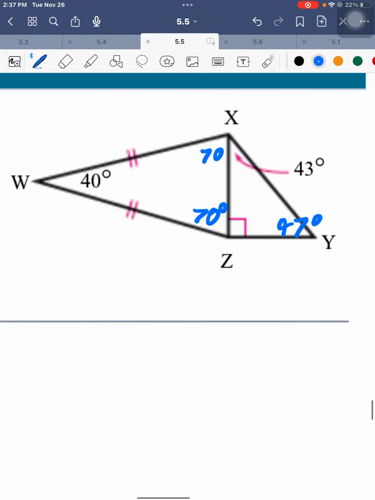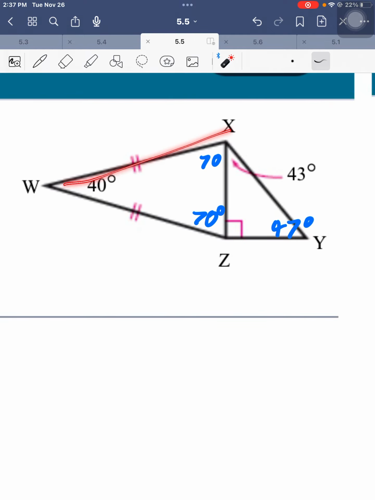Because I know that there's 70 because this is an isosceles triangle, right? And what do I know about base angles? What do I know about the base angles of an isosceles triangle? Or in other words, the sides opposite to the legs, they're congruent. So it's just 180 minus 40 divided by 2. And that'll give me this.